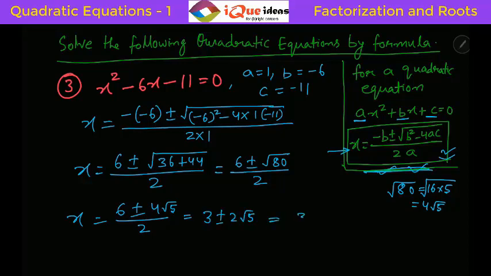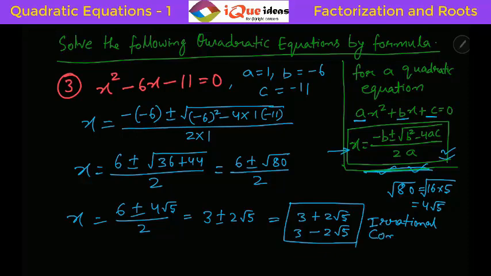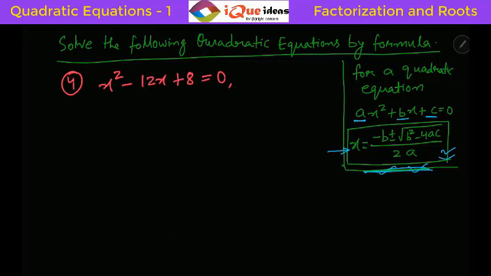So the roots are either 3 plus 2 root 5 or 3 minus 2 root 5. Now, as you can see, in this case, the factorization was not possible because the roots are not rational. Also, if the roots are irrational, they have to be conjugate, and they are. So irrational conjugate roots. In any case, the answers in this question are 3 plus 2 root 5 and 3 minus 2 root 5, a pair of conjugate irrational numbers. Alright, now let's go to the next question.